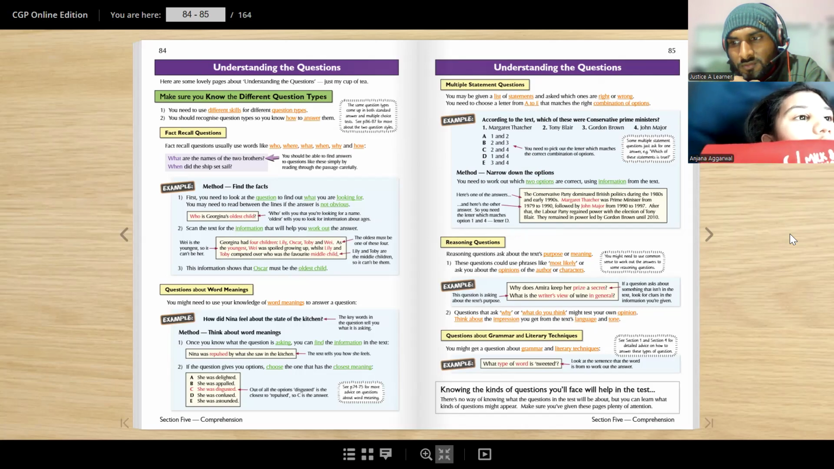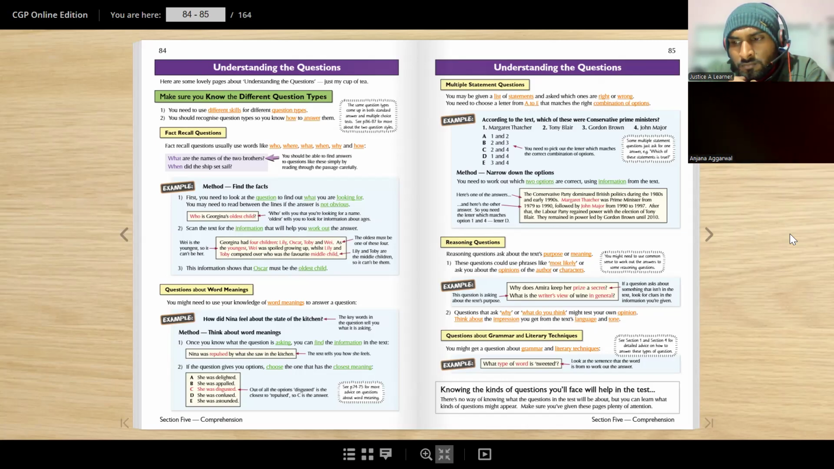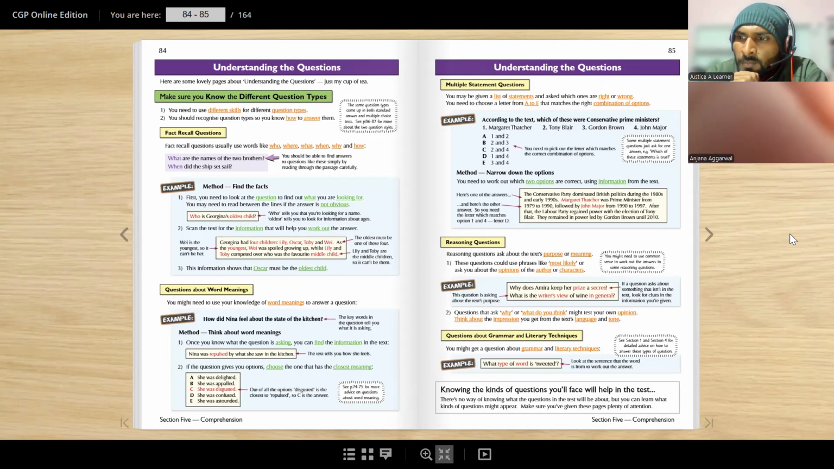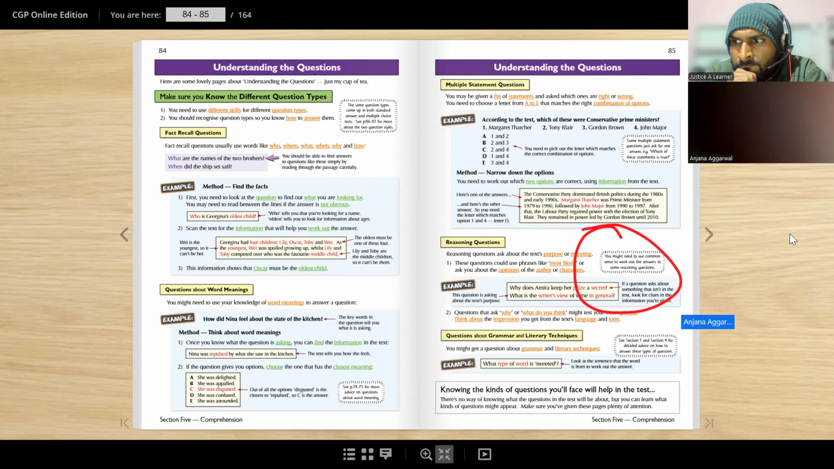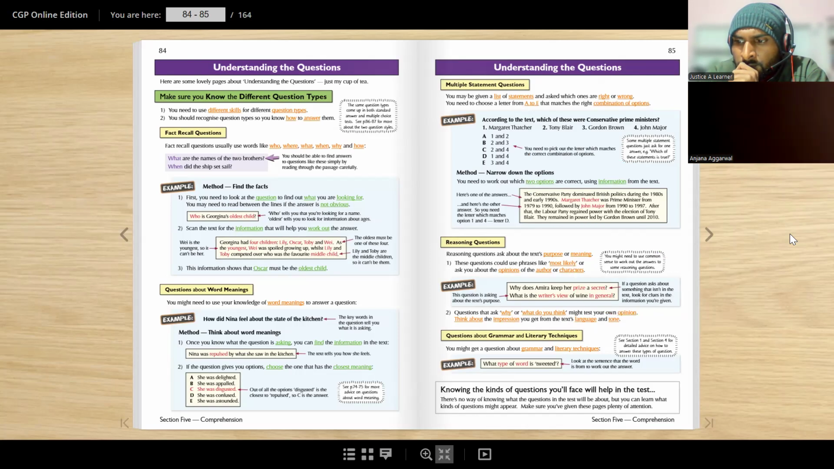Reasoning questions ask about the text purpose or meaning. These questions could use phrases like "most likely" or ask you about the opinion of the author or characters. You might need to use common sense to work out the answer to some reasoning questions. Example: this question is asking about the text purpose. Why does Amira keep her pride a secret?